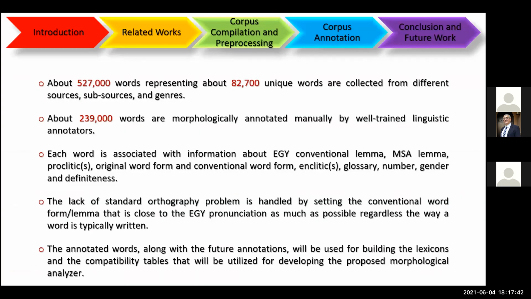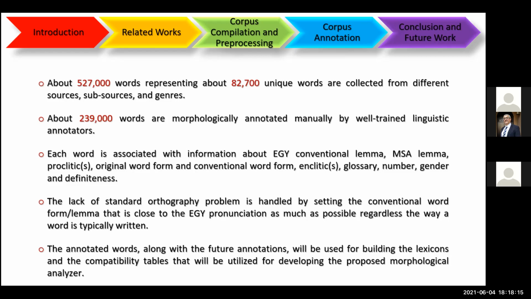In the current stage, about 527,000 words, representing about, as mentioned above, 82,000 unique words, are collected, and about 239,000 words are morphologically annotated by well-trained linguistic annotators. Each word is associated with information about, e.g., conventional lemma, MSA lemma, proclitics, original word form, the conventional word form, enclitics, glossary, number, gender, and definiteness.